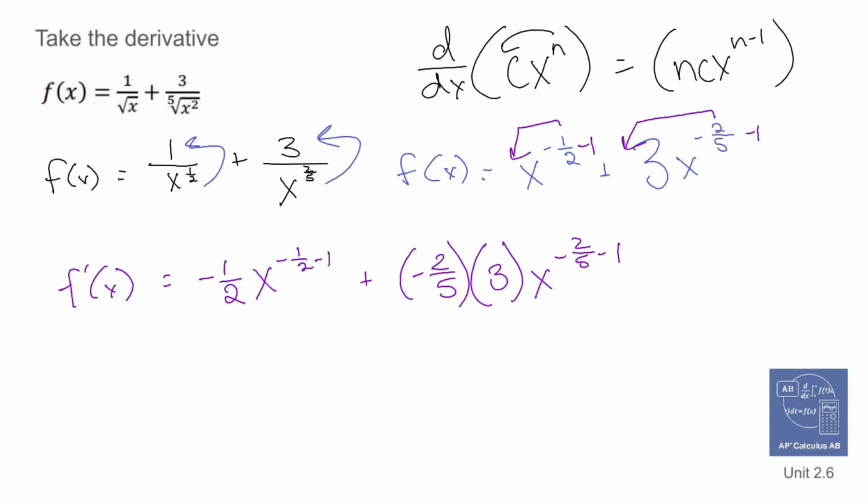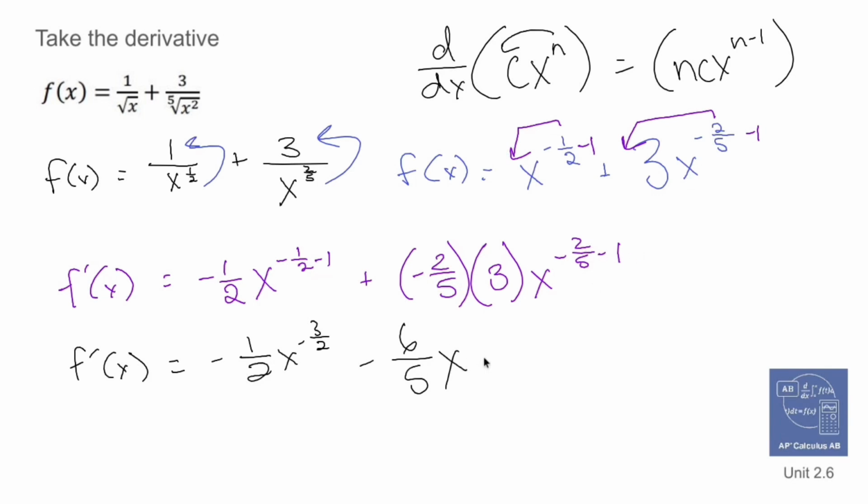Let's clean this up using two steps. F prime of x is going to equal negative 1/2 is still there. Okay, x to the negative 3/2, because 1/2 minus 1 is negative 3/2. You don't do much. Negative times a positive is a negative, so that's going to be negative 6 over 5.